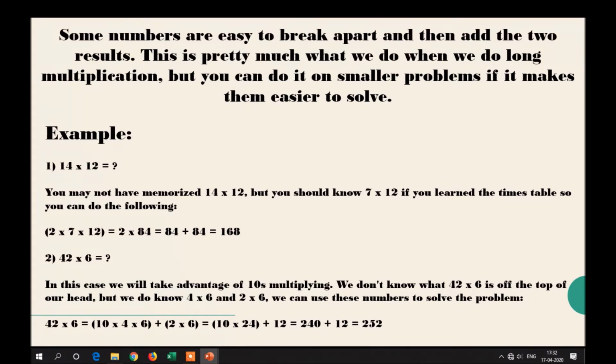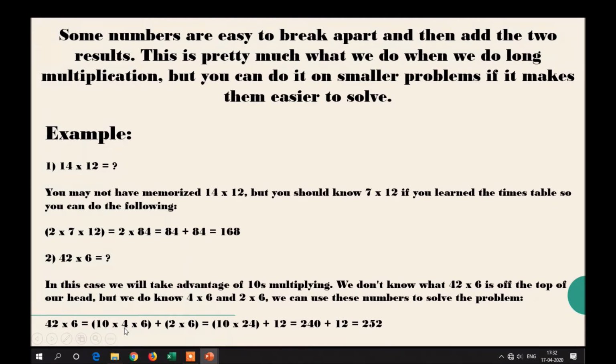For the second example, 42 into 6. In this case, we will take advantage of tens multiplying. We don't know what 42 into 6 is off the top of our head, but we do know 4 into 6 and 2 into 6. We can use these numbers to solve the problem. So 42 into 6. 42 is 40 plus 2, into 6. So 10 into 4 is 40, into 6 plus 2 into 6.